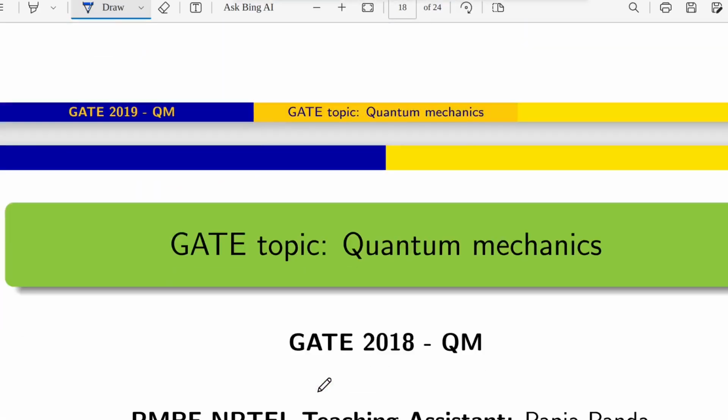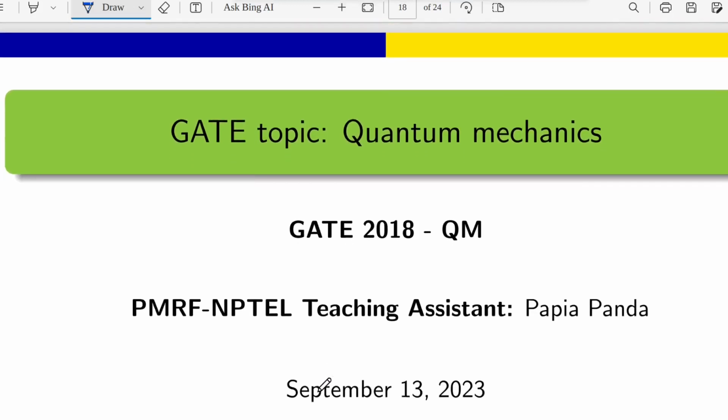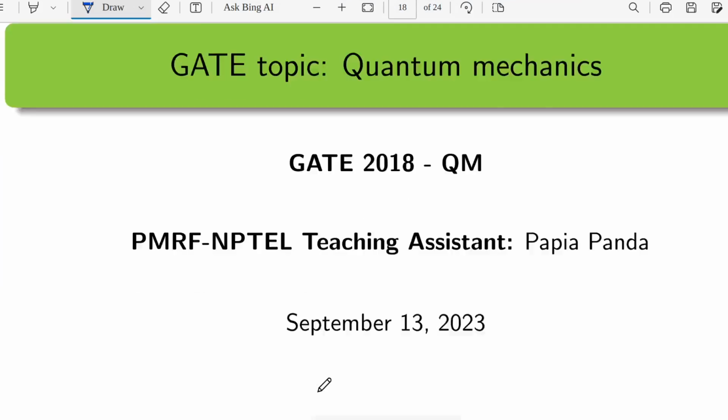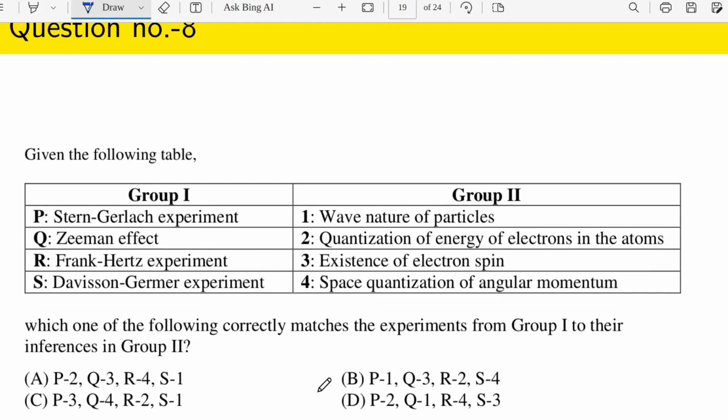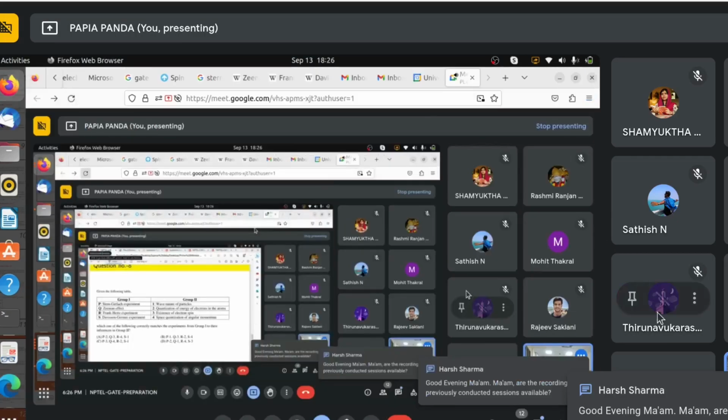So now coming to the next question, as the time is there, we can go to the next question. The next question is from GATE 2018 again, and the question number is 8. So you can see the question.